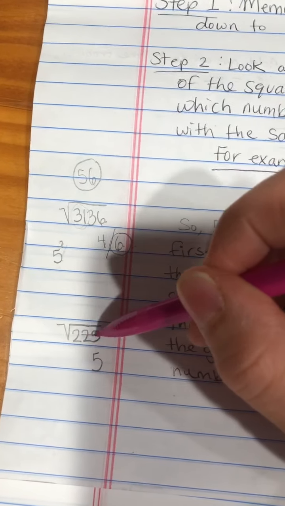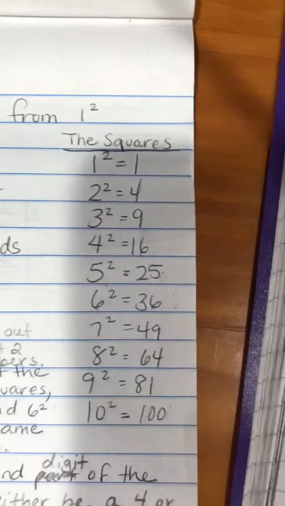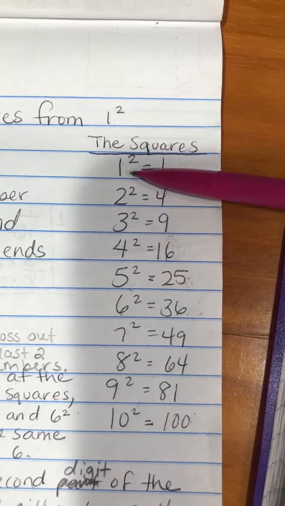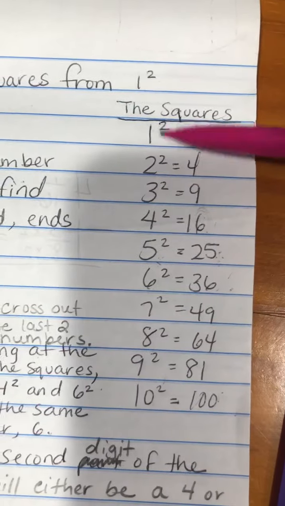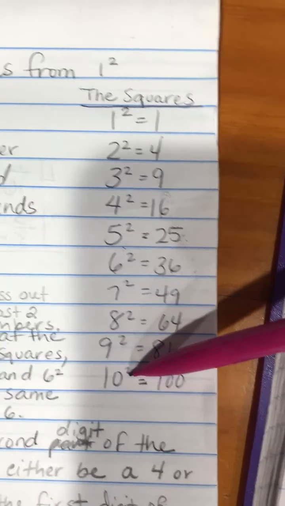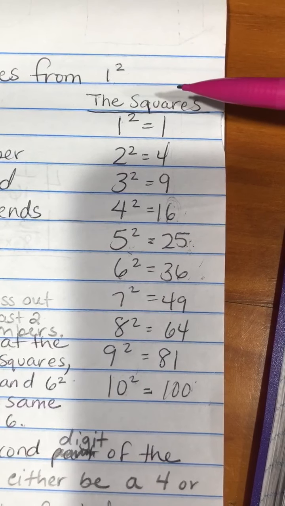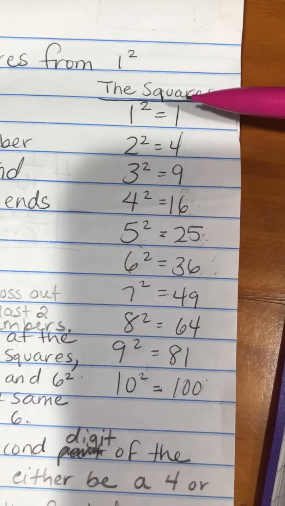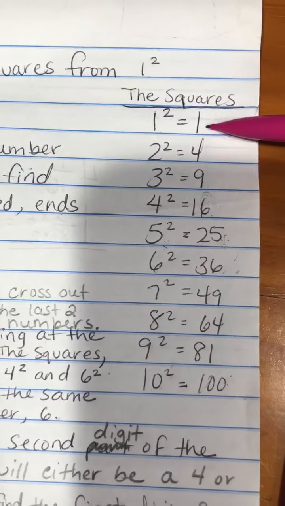Okay, and then the second step told me to cross out these two numbers, and I'm left with 2. Now let's go back and do the same thing. I'm going back to my squares list and asking myself, what number, when I square it, gives me either a 2 or less? And the only answer is 1. 1 squared gives me 1.